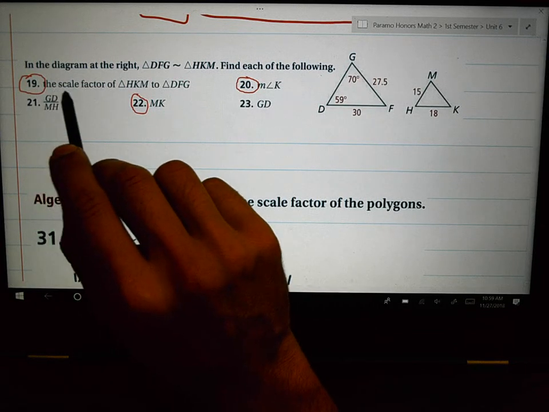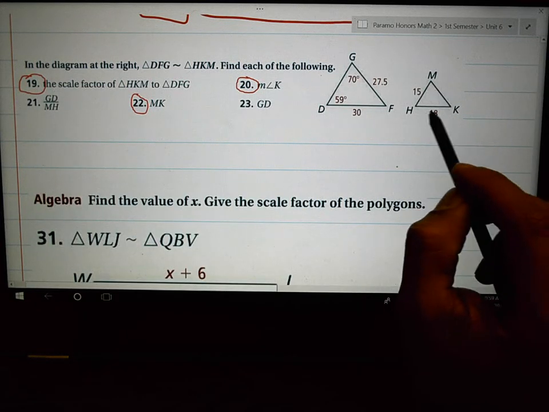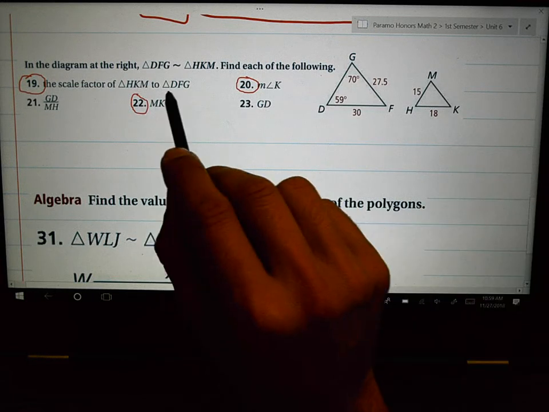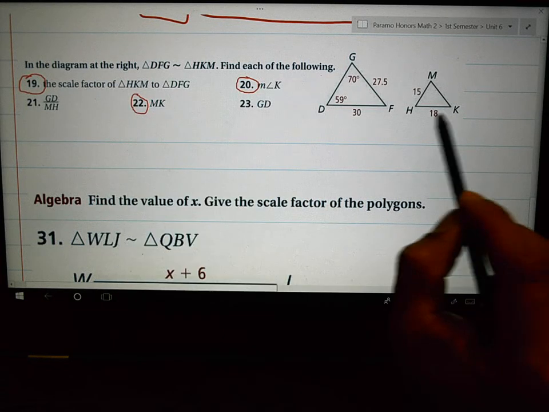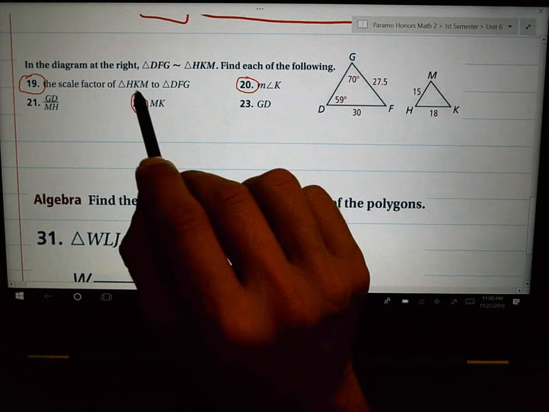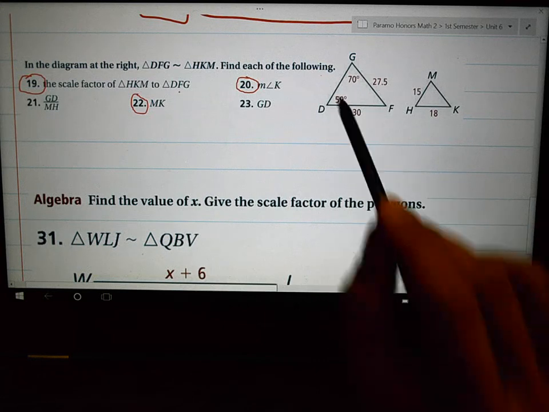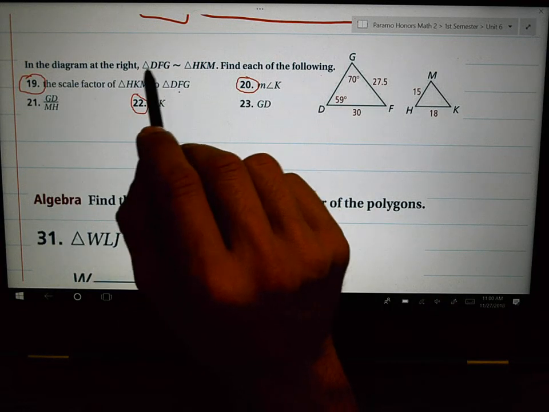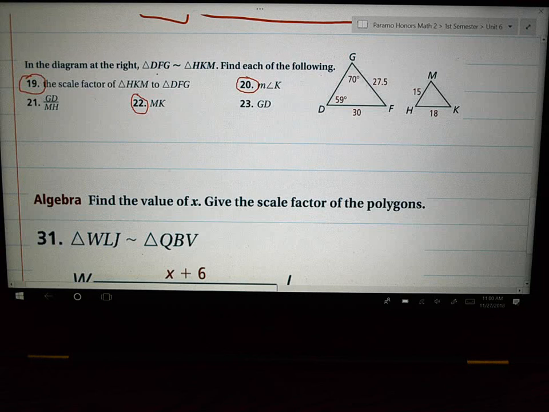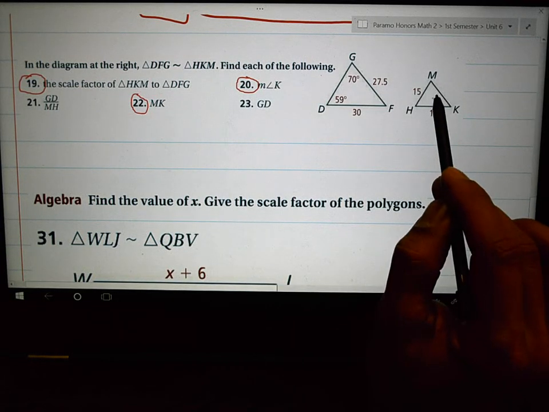It asks, what's the scale factor of HKM to DFG? Notice that they tell you that the first triangle is the smaller one, and the second triangle is the bigger one. They're asking you to find the scale factor from the right compared to the left. You have to go in that order because it gives it to you that way. It also tells you in the beginning that they are similar. Hey, these are similar to each other, so now we have to find everything else. So we need to figure out this one compared to this one.